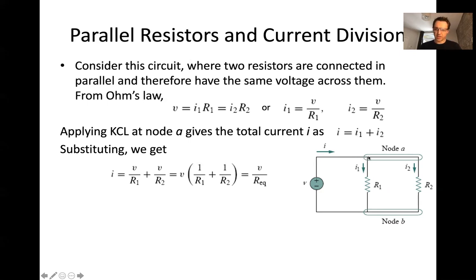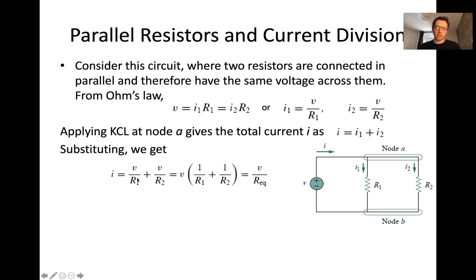So right at this node here. So we know that I is equal to I1 plus I2 because current cannot be destroyed. And so we can replace I1 with the Ohm's law equation, which is V over R1, and replace I2 with this Ohm's law equation of V over R2. In other words, we have the total current I that comes out of the battery is equal to V over R1 plus V over R2.